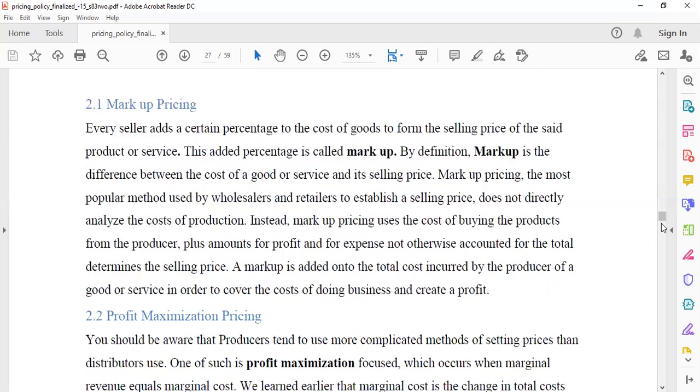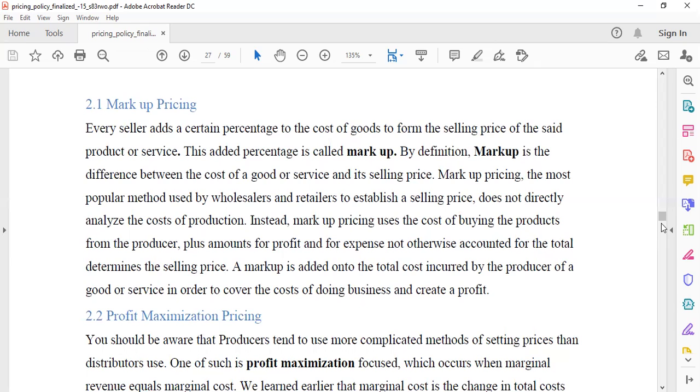When we talk about a markup, it's a percentage of the cost of the goods that is added to the cost to get the selling price. That's a markup. The other side of the coin is the margin, which is a percentage of the selling price. But the markup is the percentage of the cost price. This percentage added is called the markup, and is the difference between the cost of the goods and the selling price.